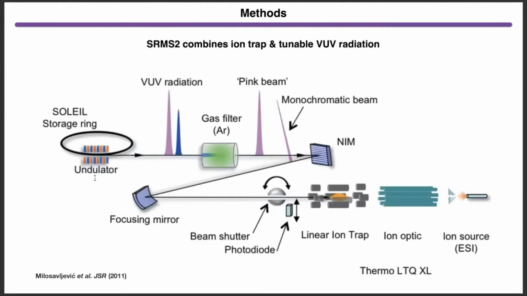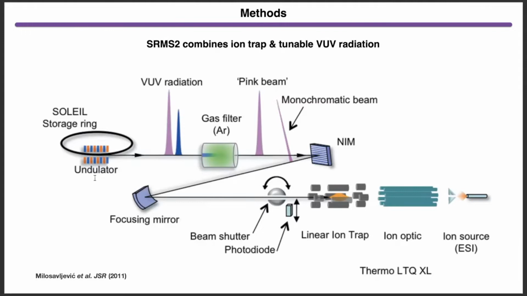The method for doing that is to use this SRMS2 machine, which is basically combining an ion trap, a commercial ion trap, with a tunable UV radiation. So this happens in Soleil. It's a commercial LTQ, a quadrupole ion trap where you can just inject the UV radiation inside. This happens on synchrotron Soleil, on the DESIRS beamline. And this is work done with Laurent Nau and Alexandre Giuliani.